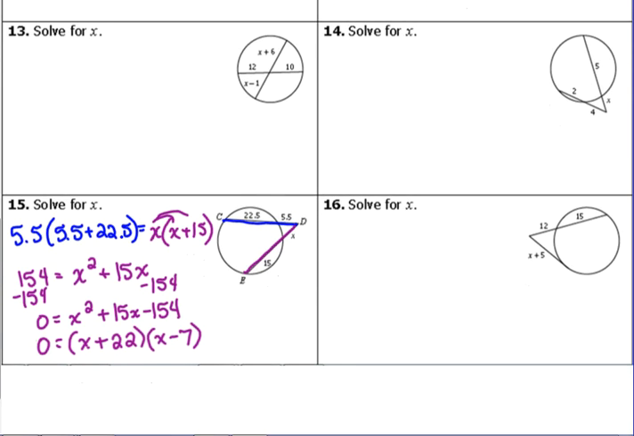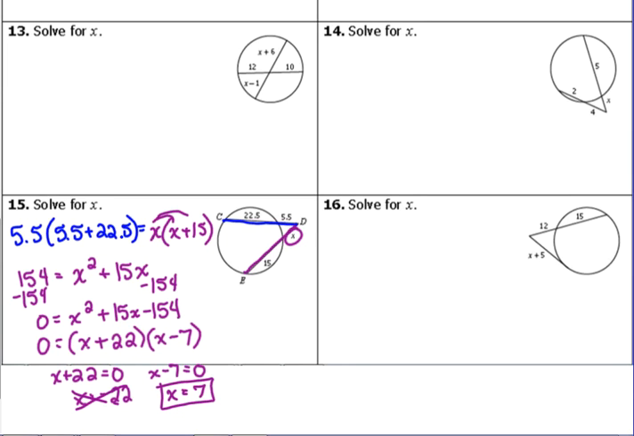So then once we factor, we set our factors equal to 0 and we solve. So we get negative 22. Will negative 22 work? No, because x is a segment length on our diagram here. So a negative segment length is not going to work. So only the positive 7 is going to work. And then we were asked to solve for x, so x is 7.